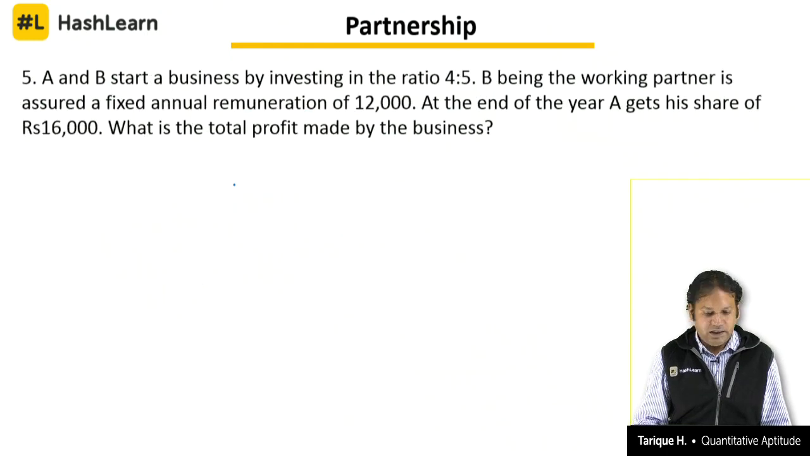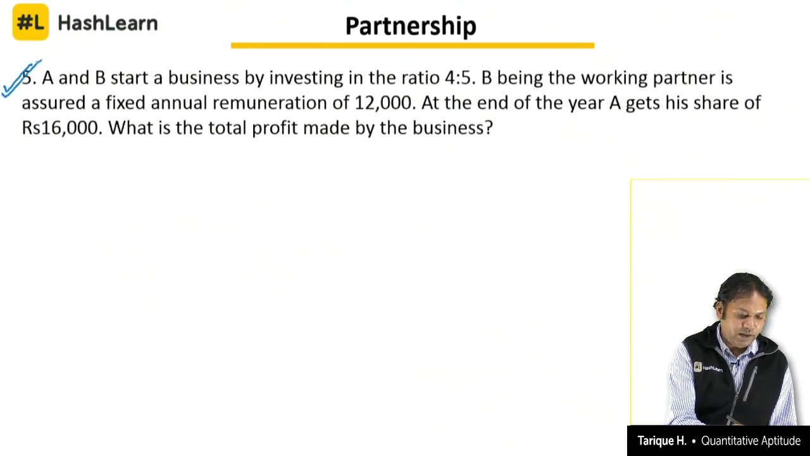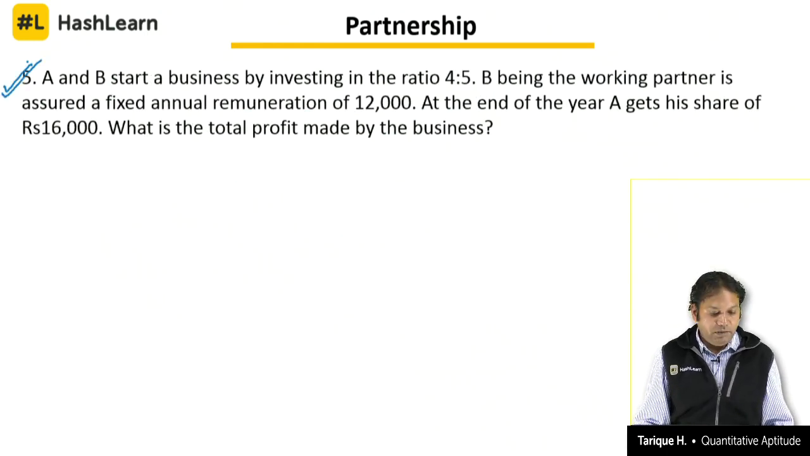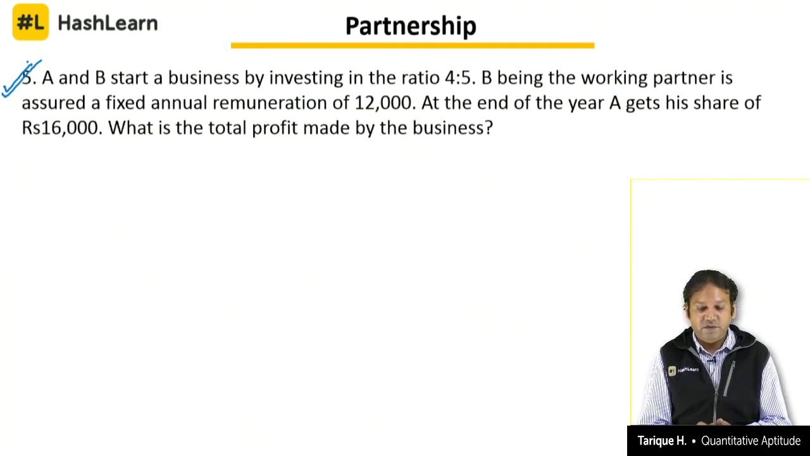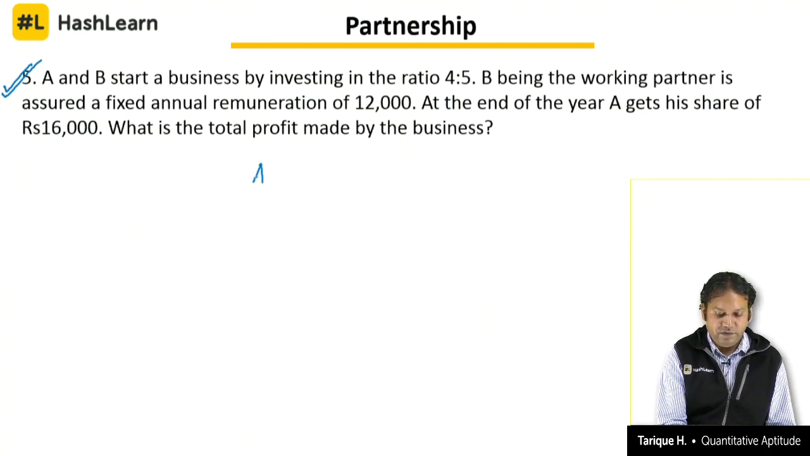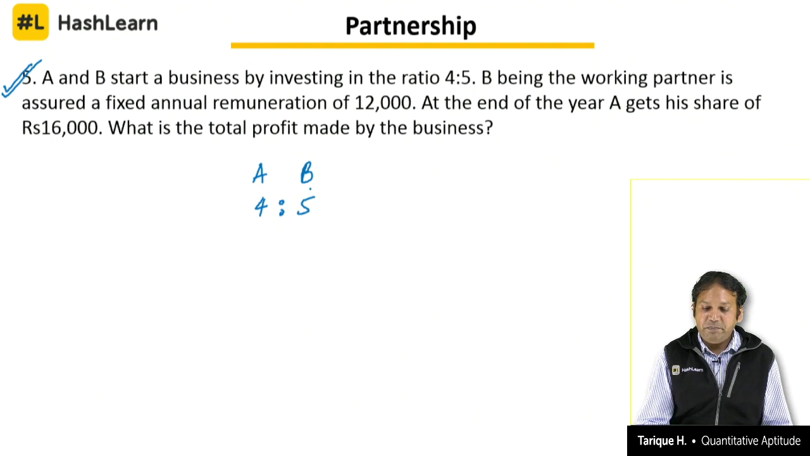Next, see another very important question from partnership. A and B start a business by investing in the ratio 4:5. So what is the investment ratio? 4:5. Nothing else is mentioned, so this is the case of a simple partnership. B being the working partner. So who is the working partner? B is the working partner.